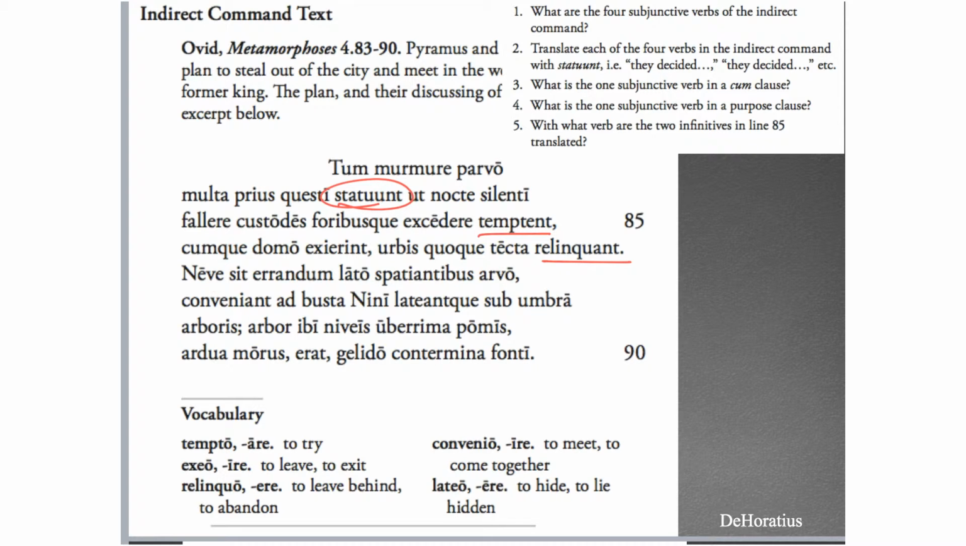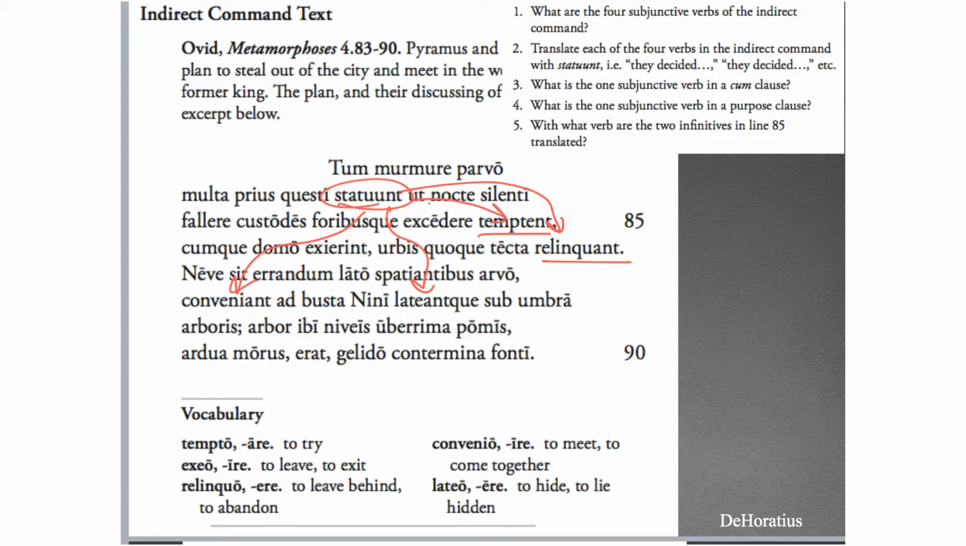And lest they wander in the wide open spaces in the fields, they decided to meet at the tomb of Ninus, an ancient king, and they decided to hide under the shade of a tree. So in other words, this statuant is in charge of temptant, is in charge of relinquant, is in charge of conveniant, and where's the other one? Is in charge of lateant. So those are the 4 verbs, all dependent on that indirect command.